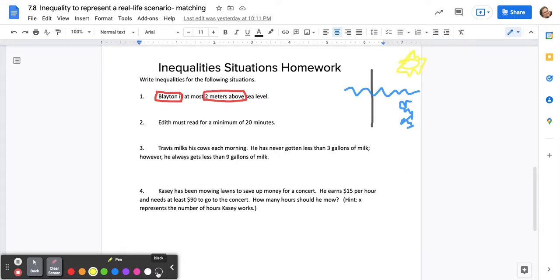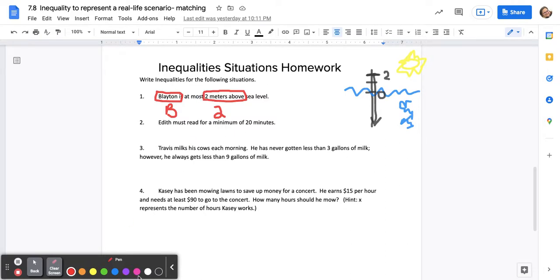So he is at most 2 meters above sea level. If we say that's 1, that's 2 meters above. Sea level is at 0. This is the top of where he can be at most, so he can be here or anywhere down. If we are comparing Blayton and that 2 meters, we know that he's at most 2 meters above.